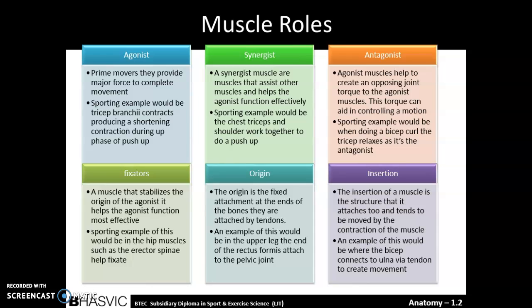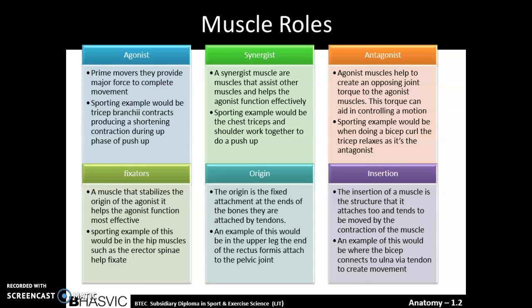Muscle roles. There are 6 different types of muscle roles. Number 1 being agonist. These are the prime movers that provide major force to complete a movement. A sporting example would be the triceps brachii contracts, producing a shortening contraction during the up phase of a push-up.